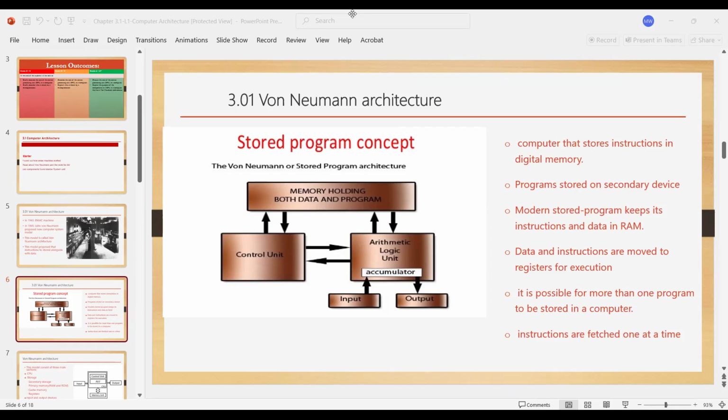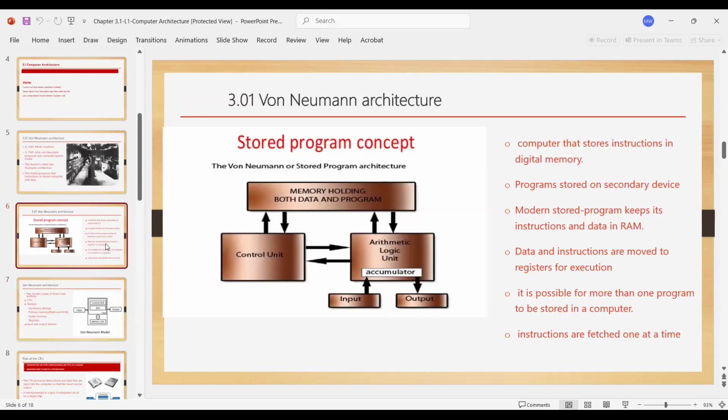It is also possible for more than one program to be stored in the computer. That means at the same time you can store multiple programs. So you have the option to multitask, and at the same time you can store more programs in your computer. Instructions are also fetched one at a time. Fetch means that you are receiving those instructions or applications.